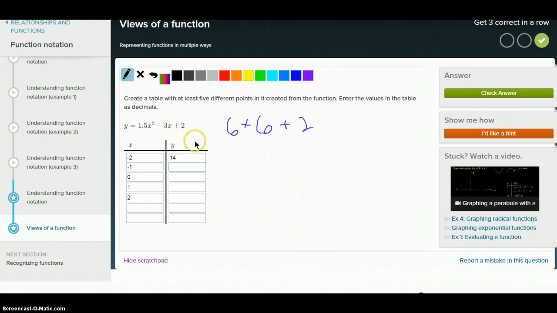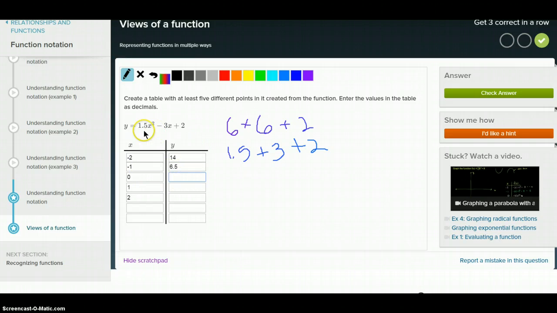On this next point we have negative 1. So negative 1 times negative 1 is 1, times 1.5 is 1.5, and then negative 3 times negative 1 is positive 3, and then plus 2. So we have 3 and 2 is 5, plus 1.5 is 6.5.